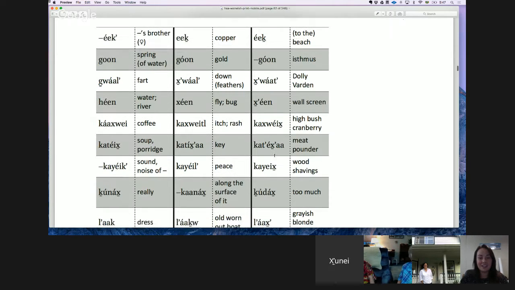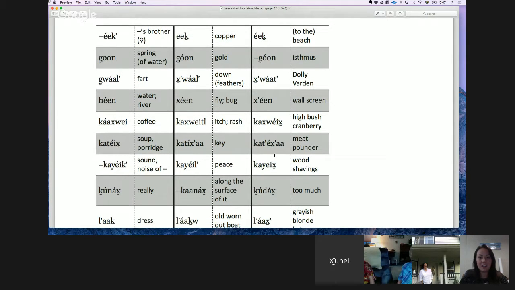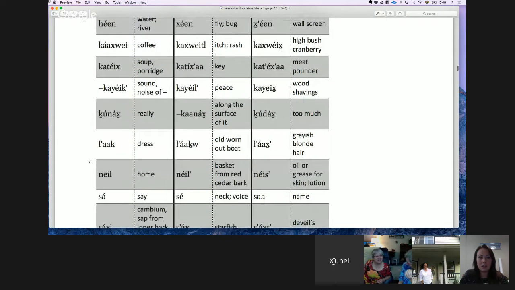So tech is to twist something. Tech is to pound something. This verb does come up, the tech verb comes up in the story about the Battle of Sitka. Because there was a hammer, heads were smashed. Kayek. Kayek. Kunach. Kanach. Kudach.